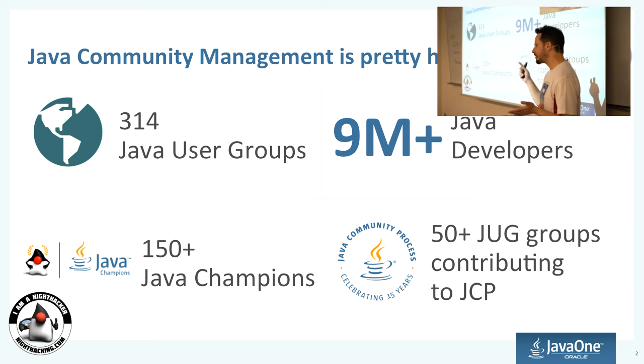There's 150 different Java champions in the world. And it keeps growing as more people get added to the Java champion group. Java champions are an advocacy program for folks who speak and talk about Java. I used to be a Java champion. And then I made the mistake of joining Oracle. So now I'm an alumnus instead of a Java champion.